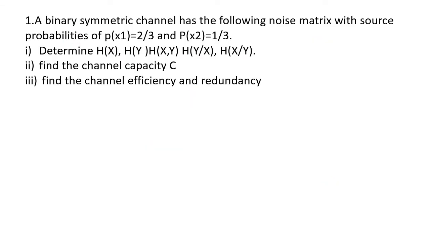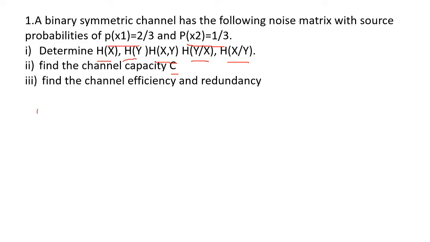Problems. A binary symmetric channel has the following noise matrix with source probabilities of P(x1) is 2 by 3, P(x2) is 1 by 3. Determine H(x), H(y), H(x,y), H(y|x), H(x|y). Find the channel capacity C, find the channel efficiency and redundancy.